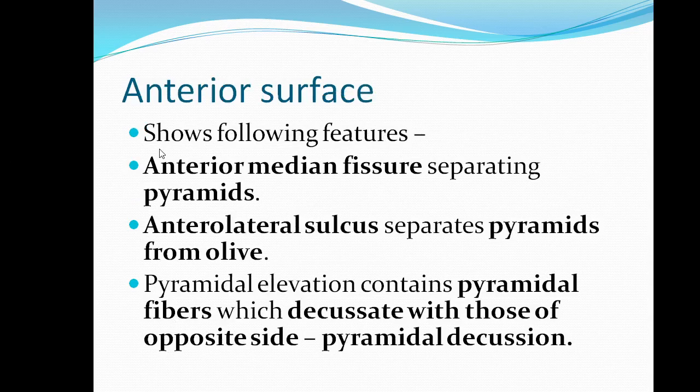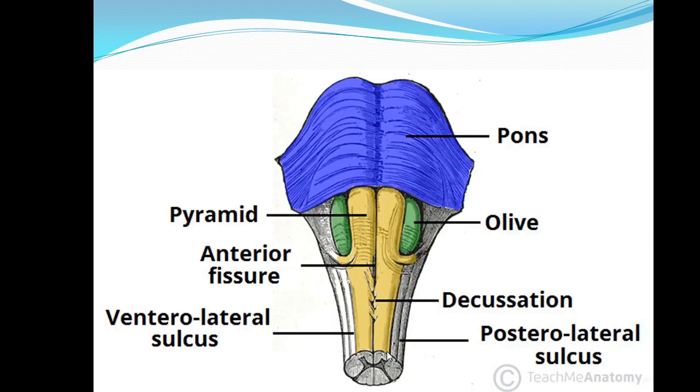The anterior surface shows the anterior median fissure separating the pyramids. The anterolateral sulcus separates the pyramids from the olive. The pyramidal elevation contains pyramidal fibers which decussate with the fibers of the opposite side, that is the pyramidal decussation.